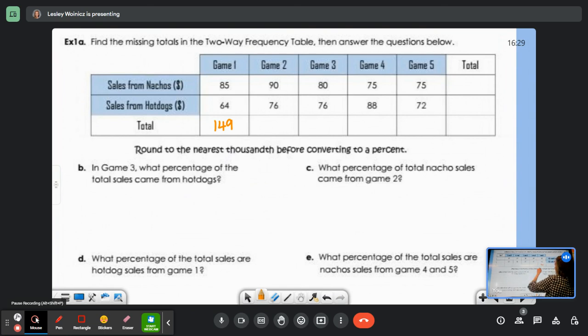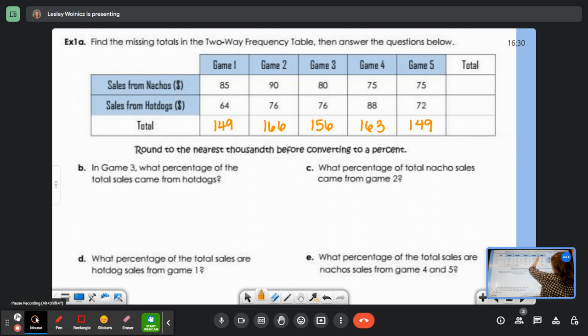Okay, then I do the same thing for game two: 90 plus 76, and I got 166. And then 80 plus 76 is 156. Game four, 75 plus 88, 163. And for game five, I got 75 plus 72, 147.